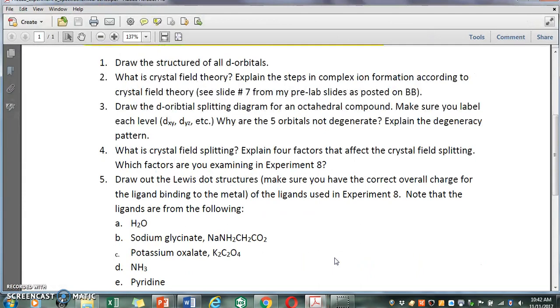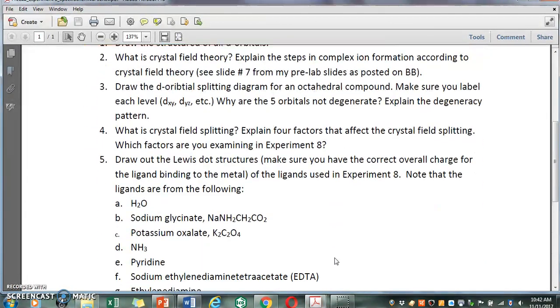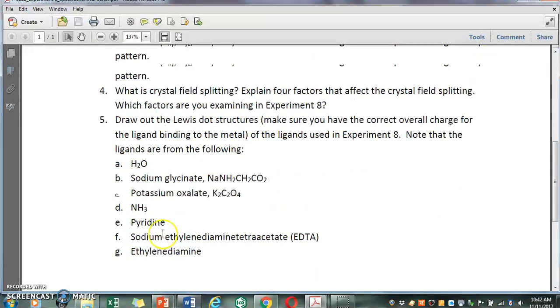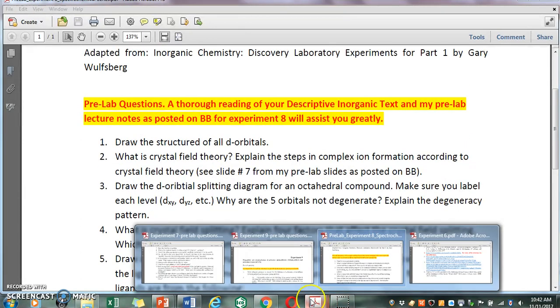And for experiment 8, this is the pre-lab. We have to draw the structures as well, for water, ammonia, and ethylenediamine. Please, you should have done a better job in that aspect.